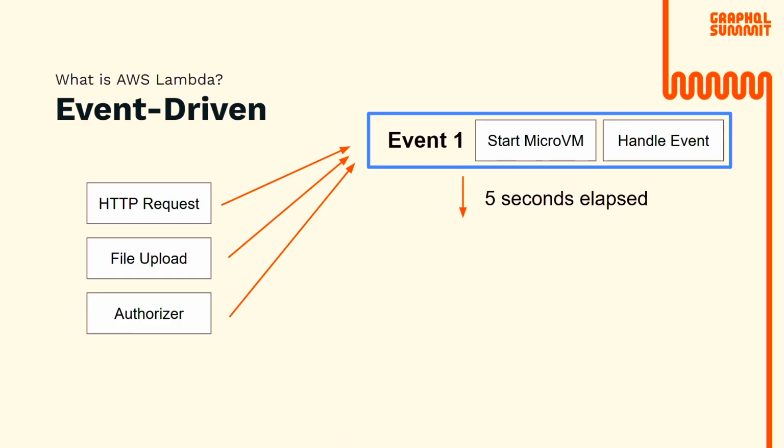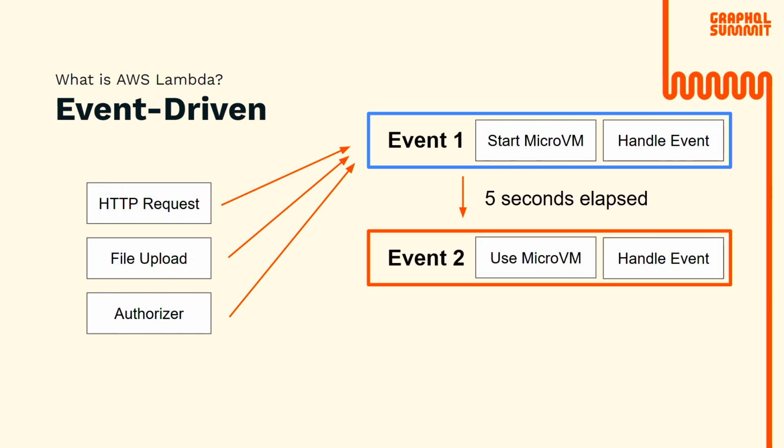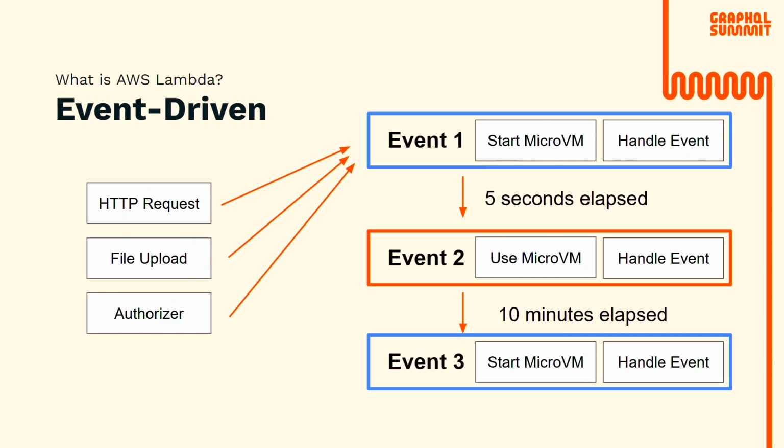But then 5 seconds later, say another request comes in. Well, it's able to utilize that same micro VM and handle a second request. But maybe 10 minutes later, another event comes in. And then event three is similarly going to start the micro VM again and then handle the event. So the micro VM only has a short life cycle to it. And what this means is that events 1 and 3, you can see they're denoted in blue, those actually require extra time to run those functions. That's what's known as a cold start.